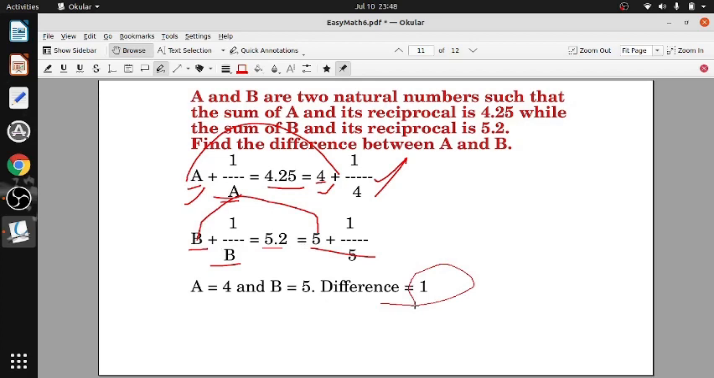The difference is 1. A is 4 because A plus 1 by A is 4 plus 1 by 4. B is 5 because B plus 1 by B is 5 plus 1 by 5. So the difference is 1, 4 and 5.